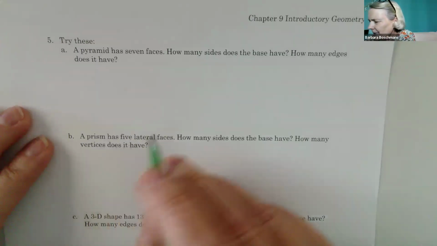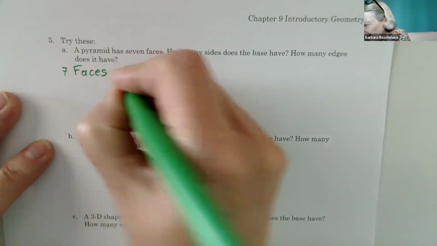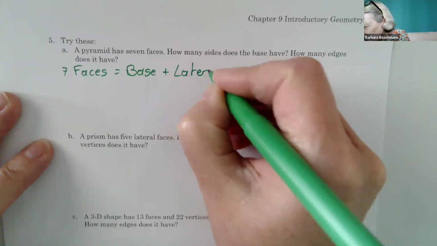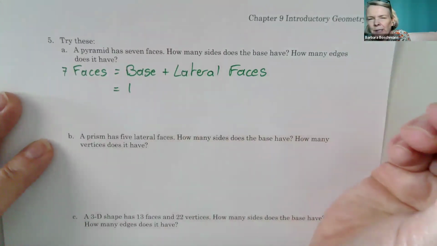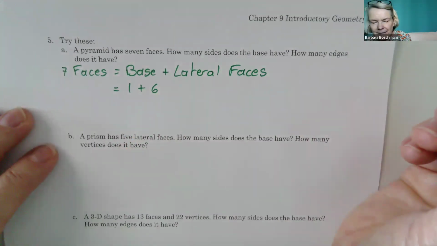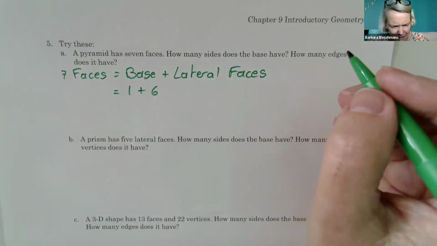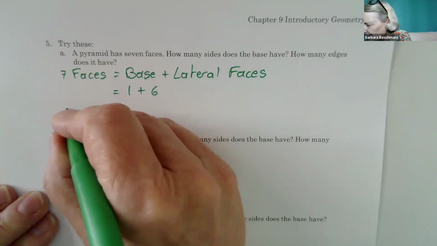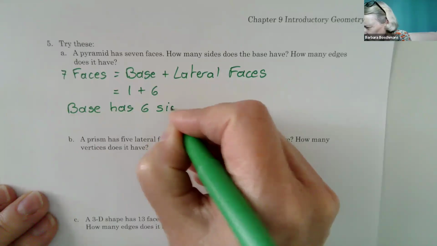So if it has 7 faces, that would equal the base plus the lateral faces, because it's a pyramid. Every pyramid has 1 base. So if I do 7 minus 1, I will get 6 lateral faces. If you go back, and if it said that 6 lateral faces means the base has 6 sides.